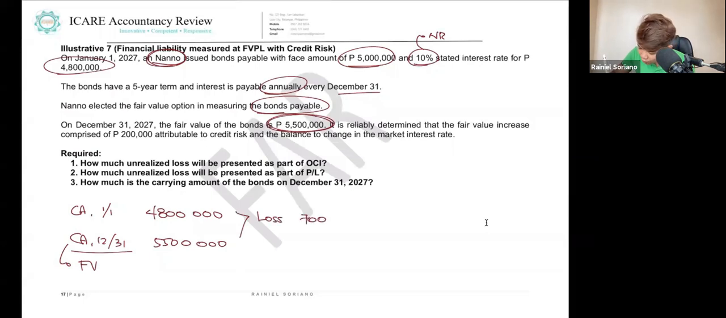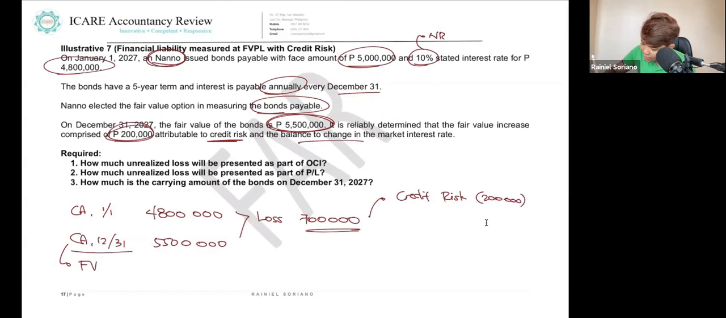The loss is equal to 700,000 pesos. It says here that it is reliably determined that the fair value increase comprised of 200,000 attributable to credit risk and the balance to change in market interest rate. Ibig sabihin, if the amount attributable to credit risk is 200,000, see to it na itong 200,000, saan ang pasok? Ang pasok po niyan is sa other comprehensive income.